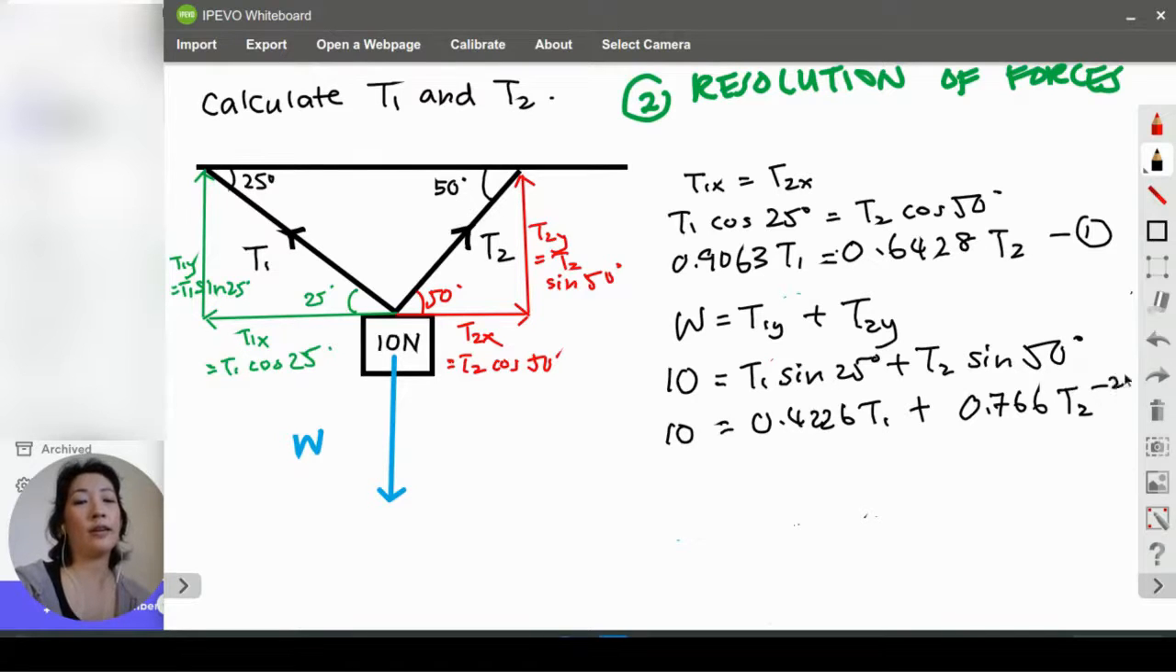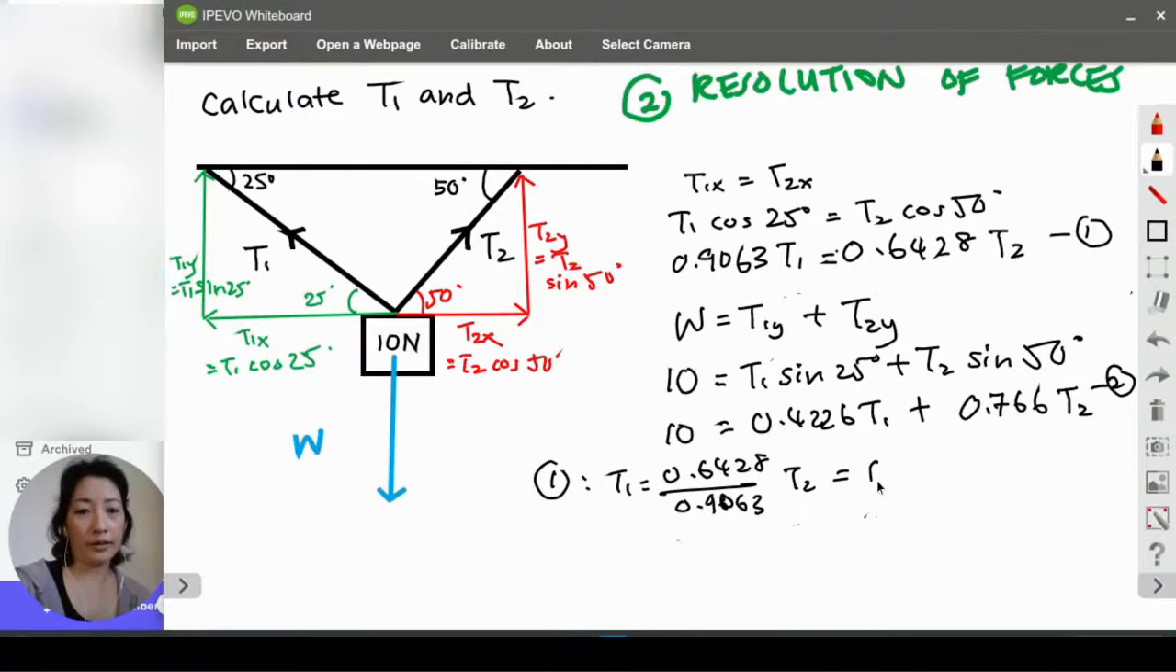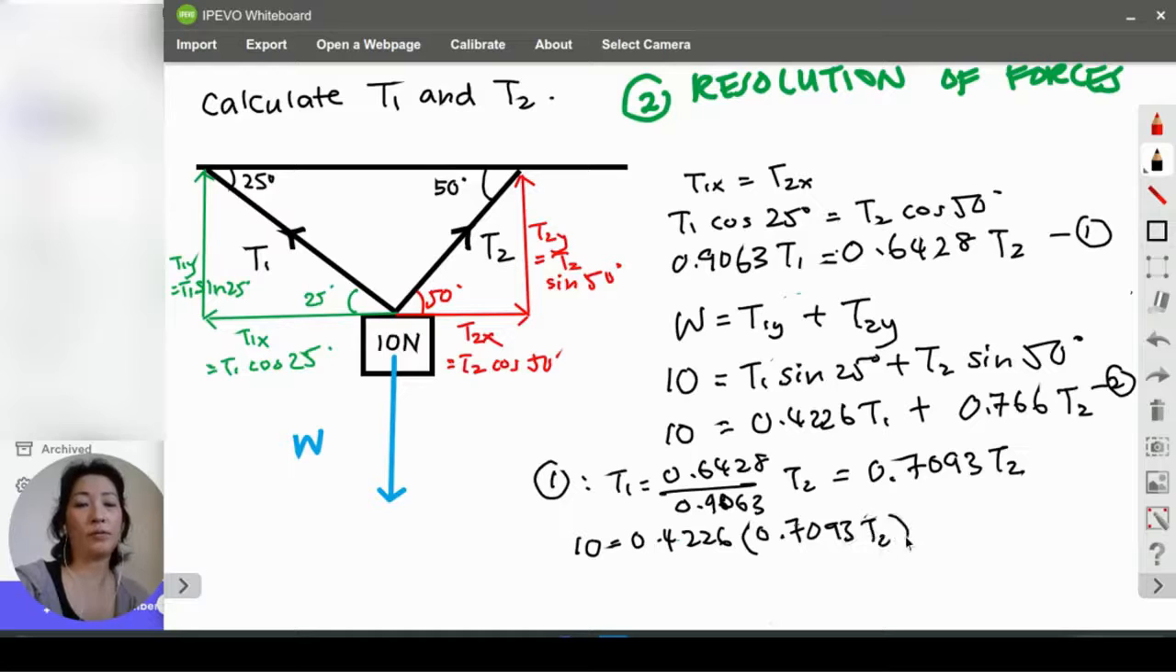Just like earlier, you need to do simultaneous equations. That means from formula 1, you would get T1 equals 0.6428 over 0.9063 T2, which gives you 0.7093 T2. And we substitute this into number 2, which means 0.4226 times 0.7093 T2 plus 0.766 T2. And this gives you the value of T2 as 9.383 Newton.